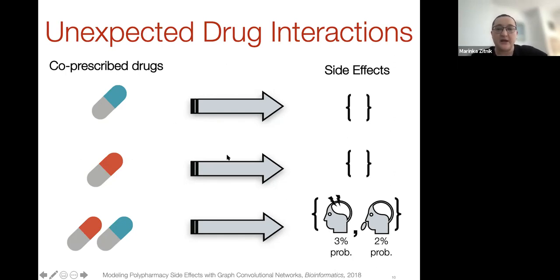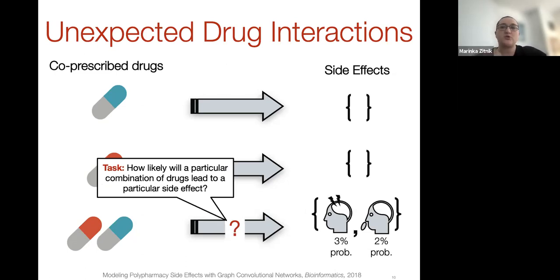Why? Because if the 2 drugs, the blue and red one, would act independently of each other, then we would not expect any side effect here. Clearly, there is something going on, that when 2 drugs are taken together, we see effects that go beyond just additive effects of the individual drugs in the combination. So this will be our key task that we'll try to model today.